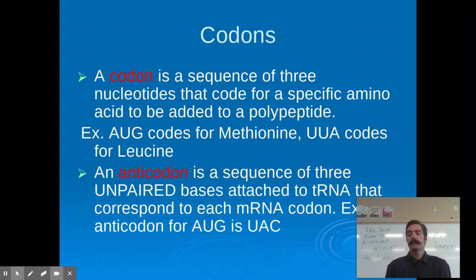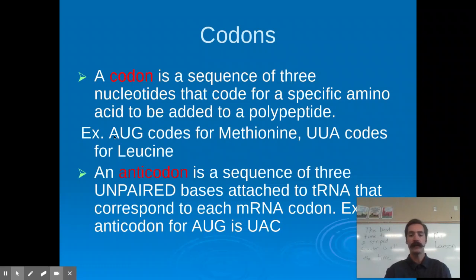So how do we know this is how it works? These are what are called codons. A codon is a sequence of 3 nucleotides that code for a specific amino acid. So it's always 3. Always 3. There are only 3 nucleotides in a codon. No more, no less, only 3.